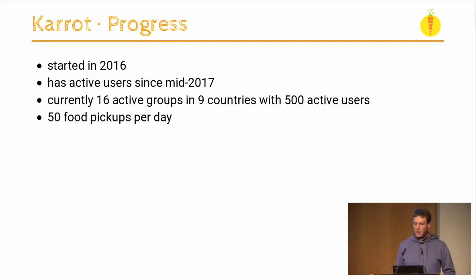What's the current state of Carrot? We started development in 2016, released quite early, and then did a big redesign. The first active users joined us in mid-2017. And as of now, the end of 2018, we have 16 groups in 9 countries. That's like 2,600 registered users and 500 are weekly active. In total, they do 50 food pickups per day.